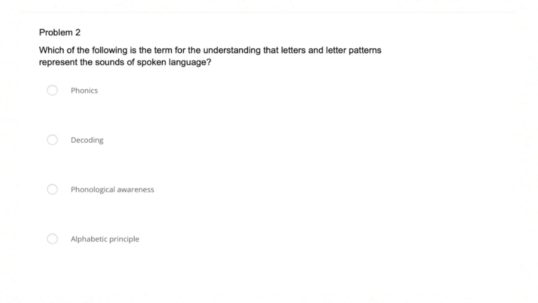Problem 2. Which of the following is the term for the understanding that letters and letter patterns represent the sounds of spoken language? The key words in this question are the understanding that letters and letter patterns represent the sounds of spoken language. Our options are phonics, decoding, phonological awareness, or the alphabetic principle. Let's look at the first option. Phonics refers to the relationship between sounds and letters. So this one is about the actual relationship between sounds and letters, not the understanding that letters and letter patterns do represent sounds. So that one's close, but not quite right.